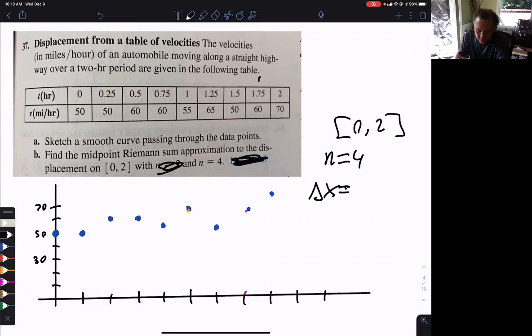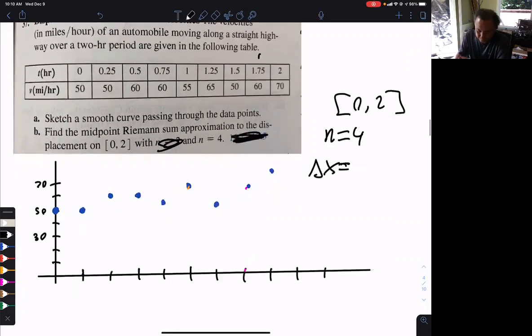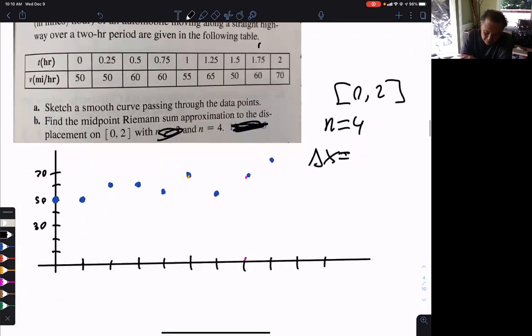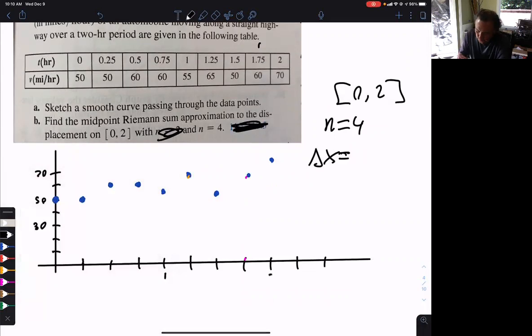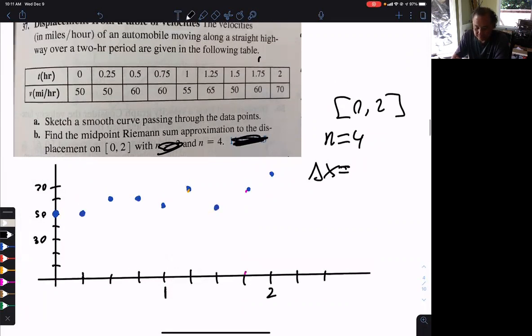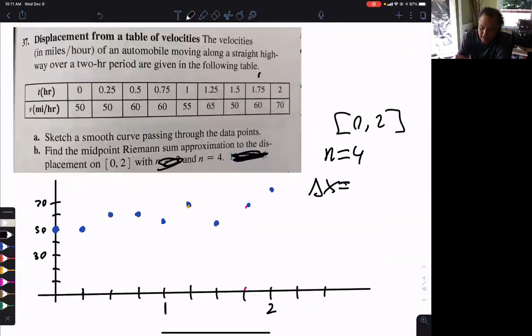So let's look. If we graph this, I made a graph, and I'm going to go, every dash is 1/4. So that's going to be 1. That's 2. So that's going to be our scale. And I plotted those points. Now, they ask us to draw a smooth curve.